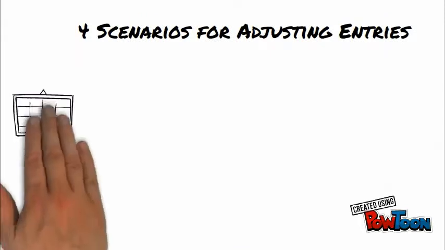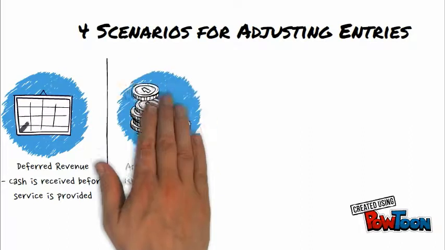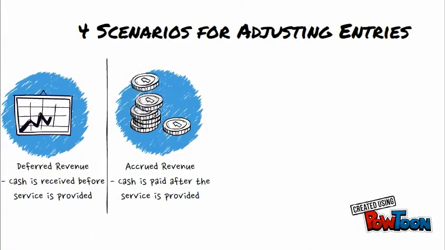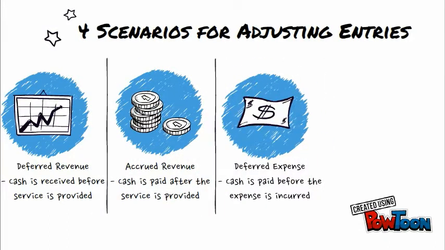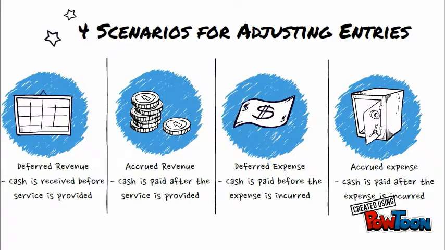There are four scenarios that illustrate the need for adjusting entries: deferred revenue, where cash is received before the service is provided; accrued revenue, where cash is received after the service is provided; deferred expense, where cash is paid before the expense is incurred; and accrued expense, where cash is paid after the expense is incurred.